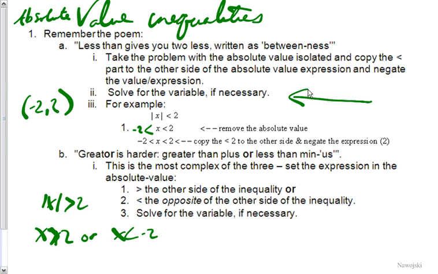If we take a look at the graphs, this one is between these two things. On the other hand, this is the outside. It's the wings. Greater means two parts, one or the other. Notice how it's the opposite piece. So you can see we're going to have a little bit of difficulty with these. But let's remember: isolate your absolute value. Then if it's less than, it's squeezed. If it's greater than, it's two things.